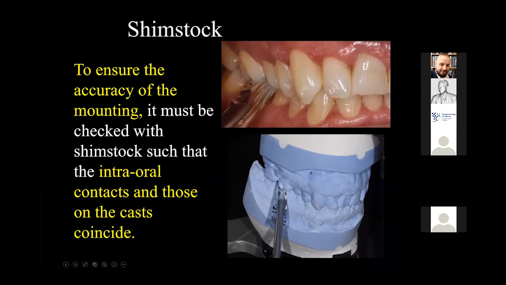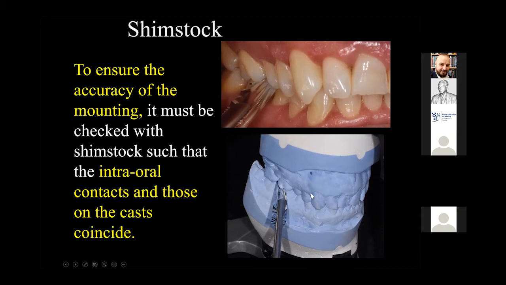If you put this 8 micron foil between the patient's teeth and record that, for example, the upper 6 with the lower 6 hold the shim stock, while the upper 4 doesn't hold it because there's a little bit of a gap, this is the patient's occlusion. Then you can ask the technician, or yourself if you have your articulated models on the articulator, to check by putting the shim stock between the study models, and then check whether it's the same as clinically. That means your articulation is spot on.